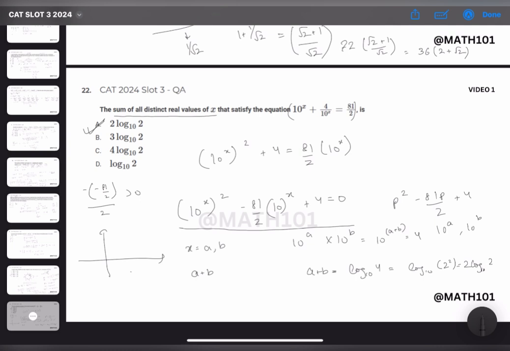And at p equals 0, the value of this function is 4. So this is this kind of parabola. So both the roots of this quadratic equation are positive. Thus we have real values of x. So we can confidently say the answer is A.